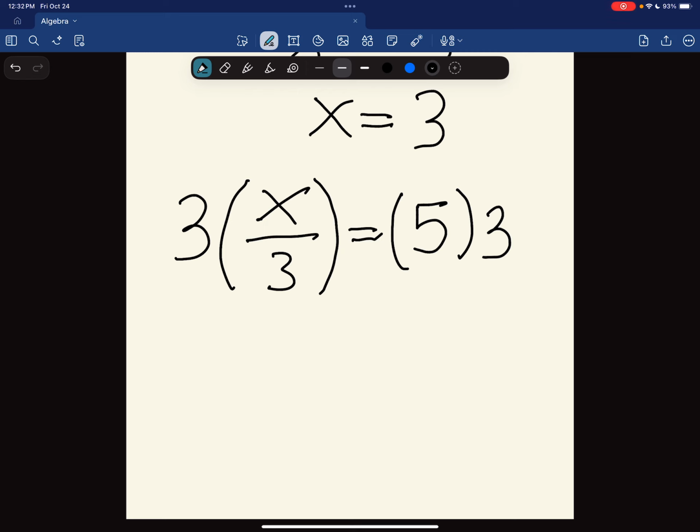Going back to the left-hand side, once again, we have 3 times x divided by 3. So our 3's cancel because essentially 3 divided by 3 is 1. Be careful that you're not multiplying the 3's, right? Because I'm not multiplying x over 3 times 1/3, I'm multiplying it by 3, which is technically the same thing as 3 over 1. So do not multiply the 3's. Be very careful. Okay, so we're left with x on the left-hand side. Now we have our equal sign, and on our right-hand side we have 5 times 3, which is 15.